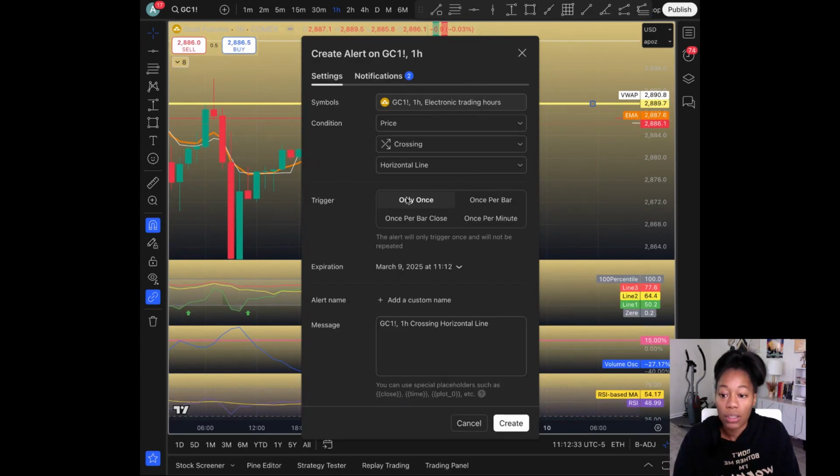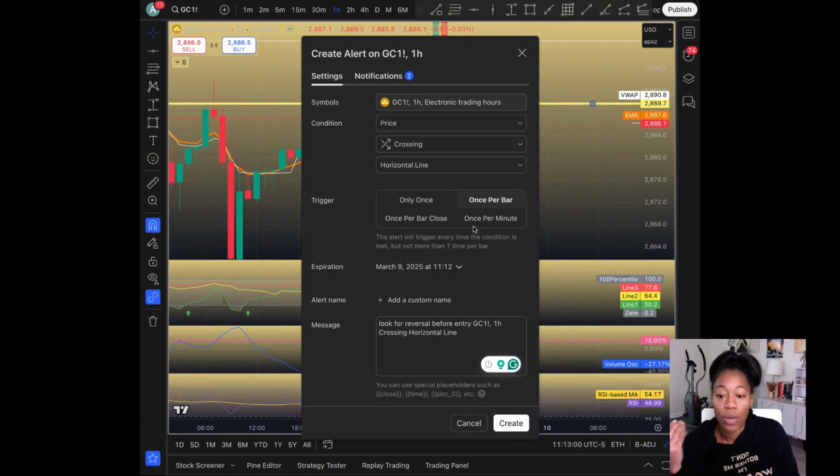So when you set an alert, this lets you know, and it'll send a notification to your phone, to your computer, to your email, however you want to do. You can add a custom name. You can say here, look for reversal before entry. So you can do that, and I like to have them once per bar.